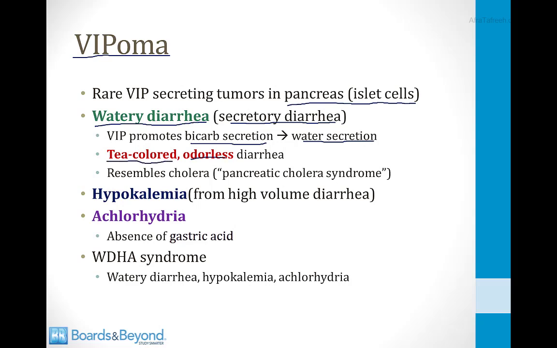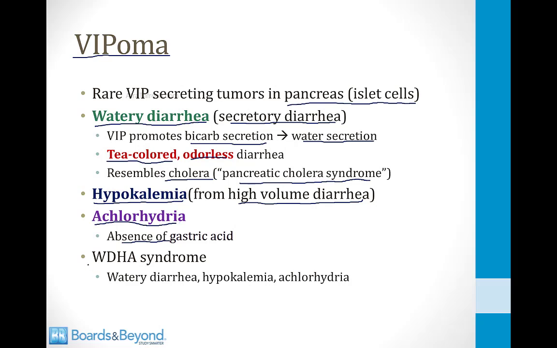It resembles the diarrhea that occurs in the infectious disease cholera, and sometimes VIPomas are described as the pancreatic cholera syndrome. These patients also develop low potassium levels. They develop hypokalemia, and that is from the high volume diarrhea. And then finally, they develop an absence of gastric acid in the stomach, which is called achlorhydria, and this is because another one of the effects of VIP is to suppress proton and acid production in the stomach.